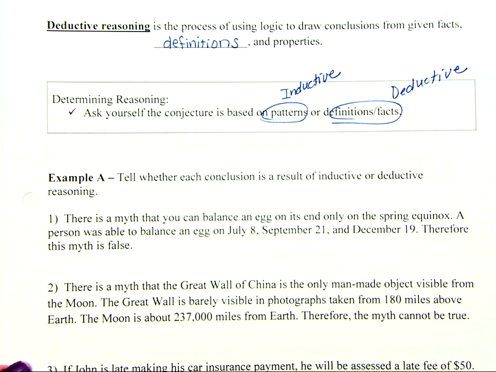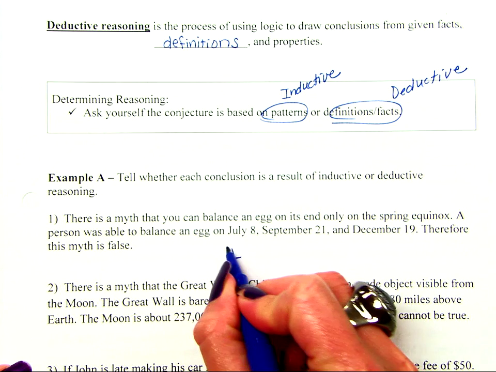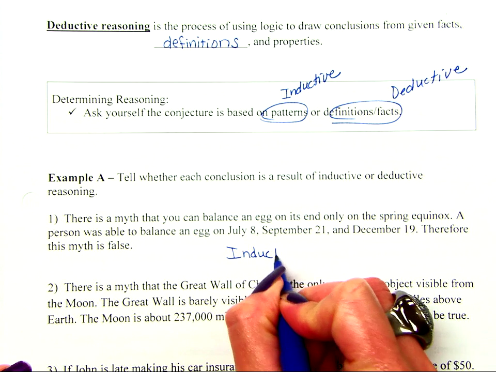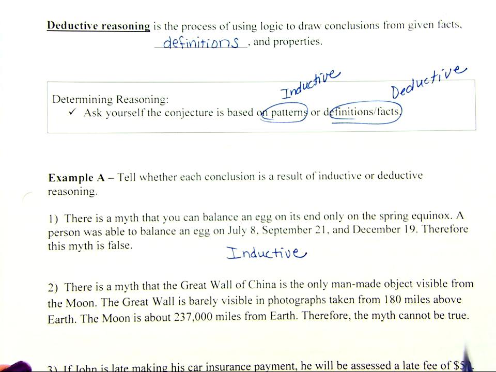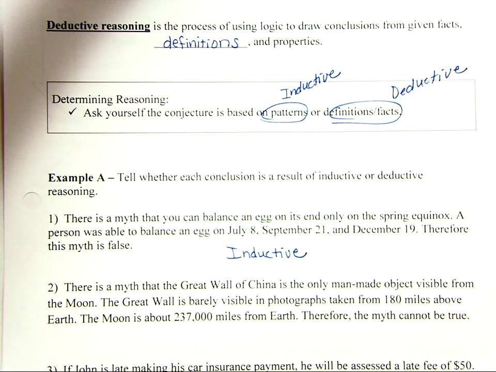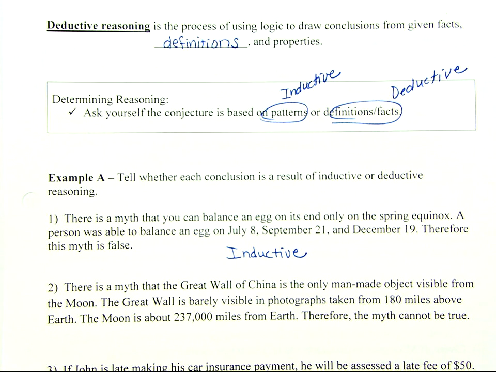It can be kind of confusing when you're going through these, but after you go through a few examples, they get a little bit easier. In this case, because the person balanced the egg 3 different times and it worked, they decided the myth was false. That is actually using inductive reasoning. They were testing it out, and they saw the pattern: it balanced on the 8th, it balanced on the 21st, and it balanced on the 19th. And so, using those specific cases, they decided inductive.